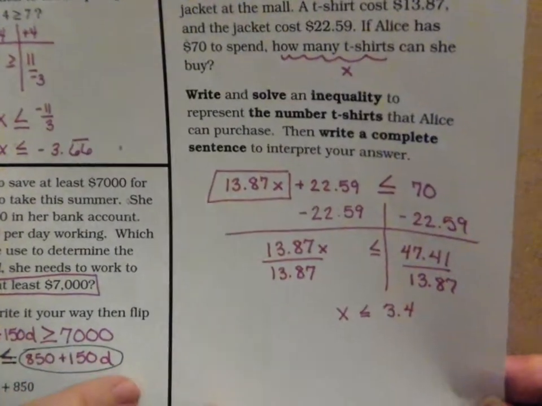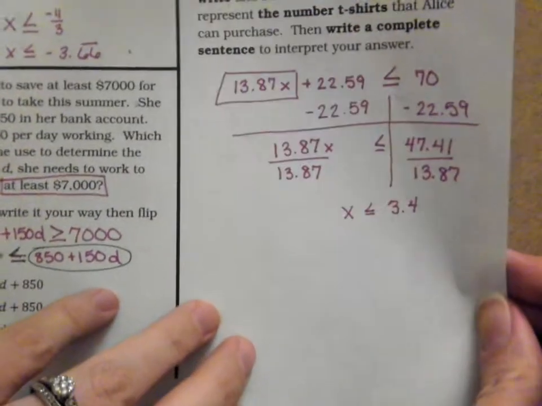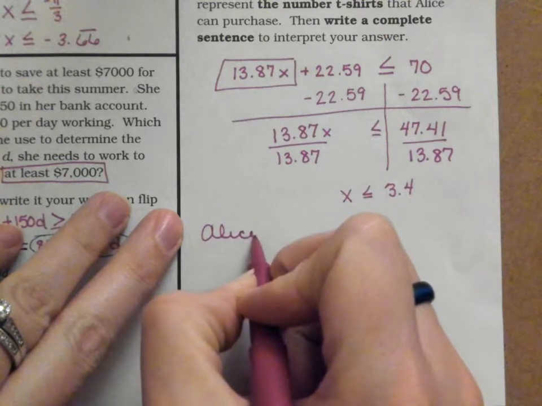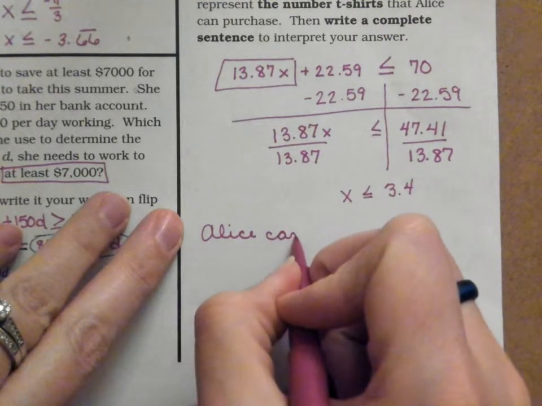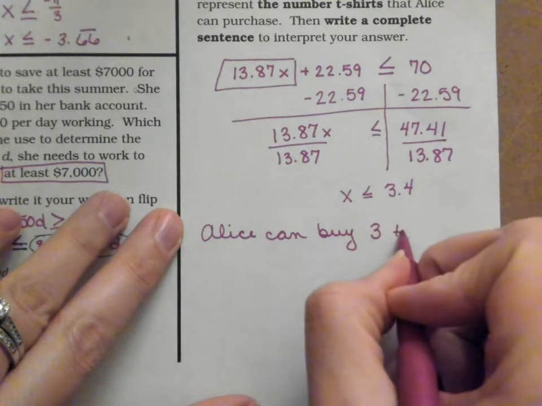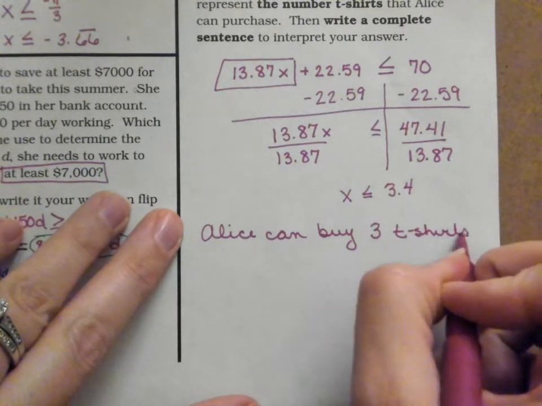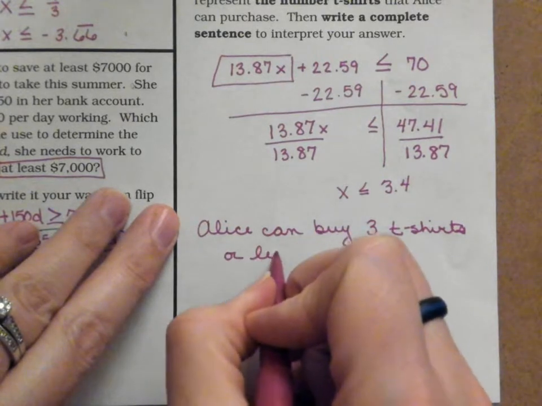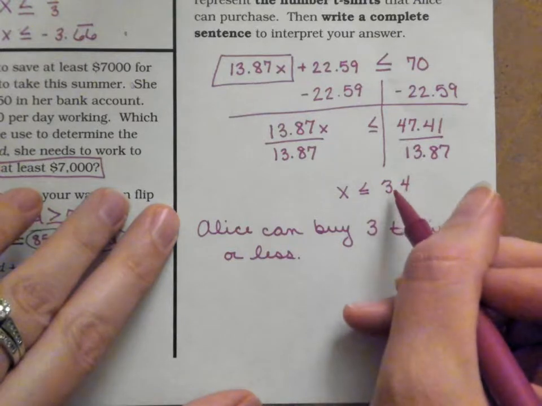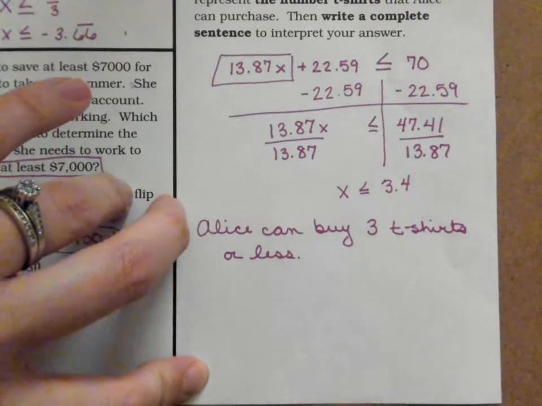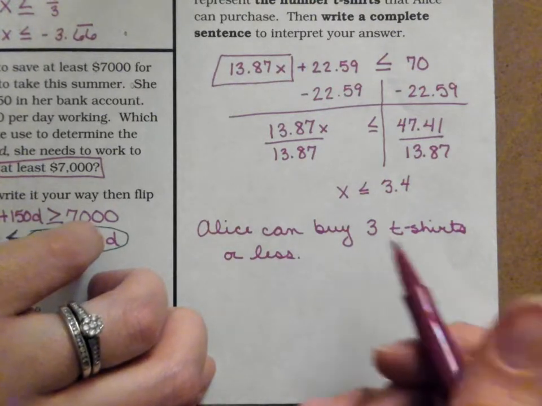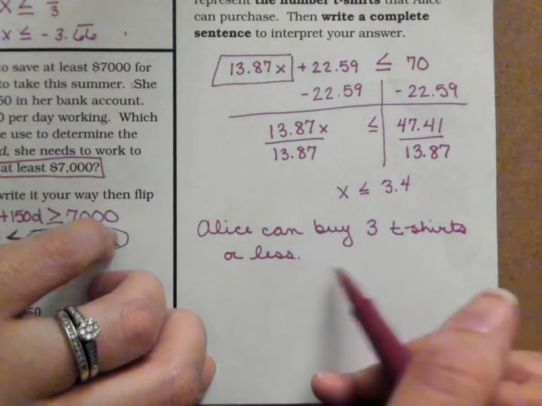And remember, x is how many t-shirts. So my sentence here is that Alice can buy 3 t-shirts or less. She can't buy 4 because she wouldn't have enough money. And you can't buy 3.4 of a t-shirt because that wouldn't make sense. You don't go to the store and rip a shirt in half and say I only want to buy a half of a shirt. So Alice can buy 3 shirts or less.